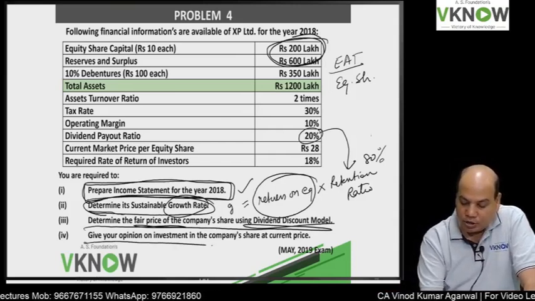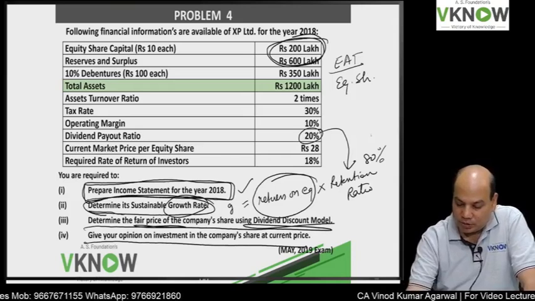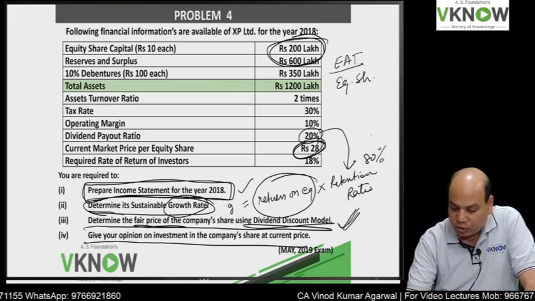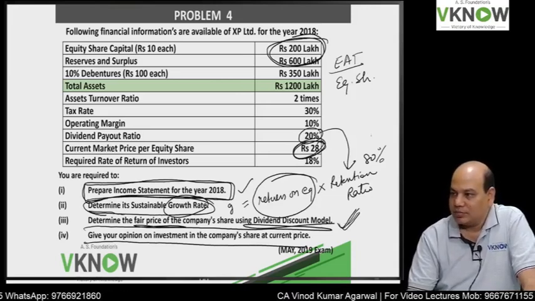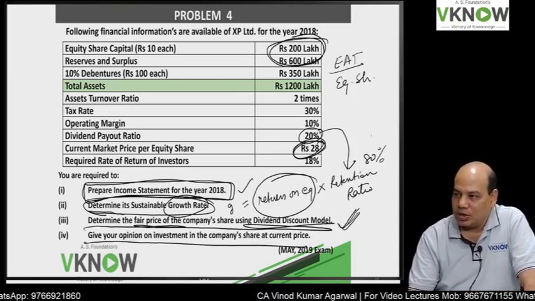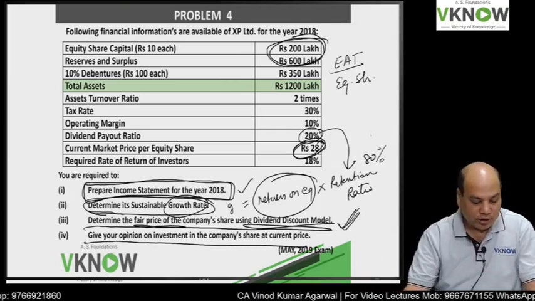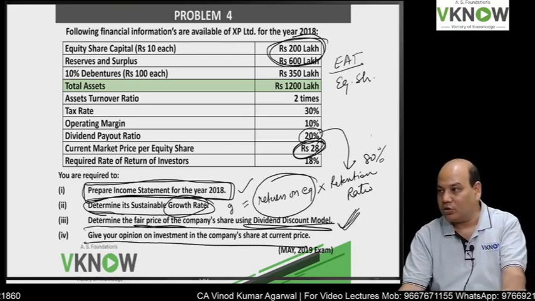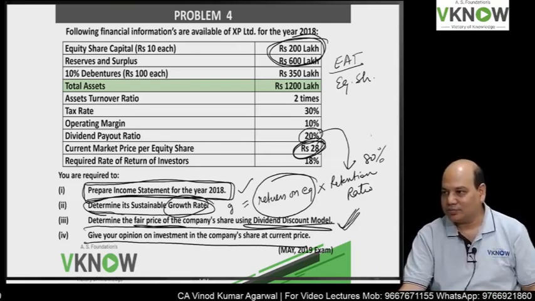Give your opinion on the investment in the company share at the current price. Current market price is 28. You will get the intrinsic value in answer 3. Compare intrinsic value with current price, like in question number 1 we did today, and you will be able to conclude whether we need to buy the share or not.